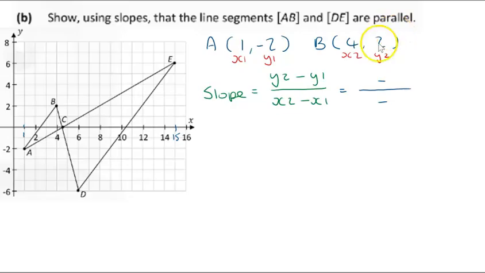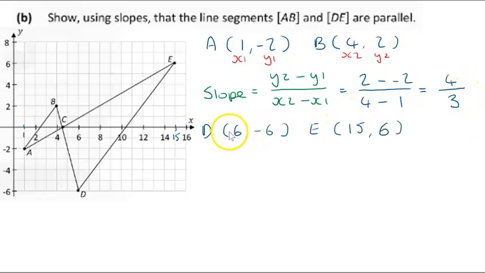So y2 is 2. Then we have minus from the formula, and then y1 is -2. So we're going to have 2 minus -2. And then x2 is 4, so we have 4 here, and then minus, and then x1 is 1. Then we simplify. 2 minus -2 is 2 plus 2, which is 4. And 4 minus 1 is 3. So the slope of the line AB is 4/3.